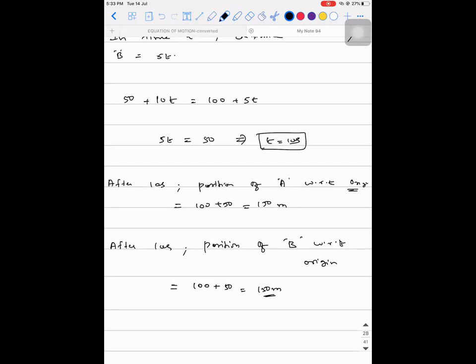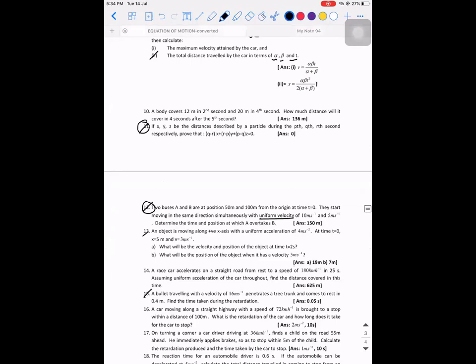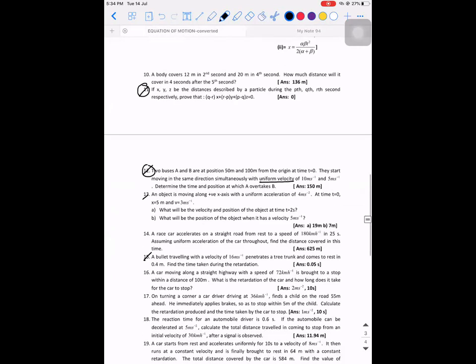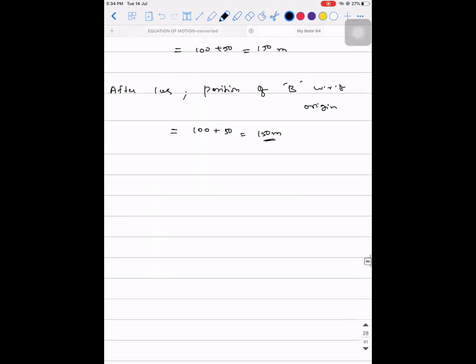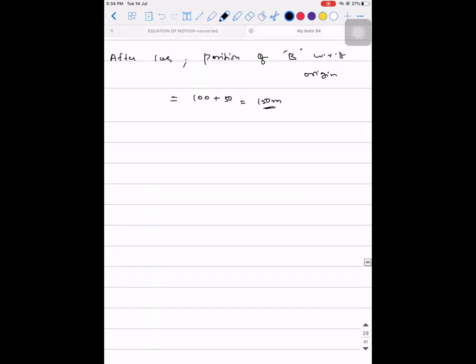Okay. What is the next problem you guys asked? Next is 13. An object is moving along the positive x-axis with an acceleration of 4 meters per second square. At t is equal to 0, x is equal to 5, and v is equal to 3 meters per second. What will be the velocity and position of the object at t is equal to 2 seconds? So it is similar to this case. This is problem number 13.